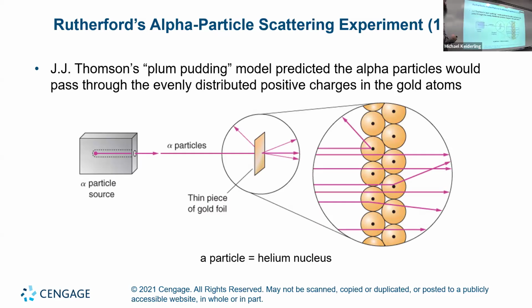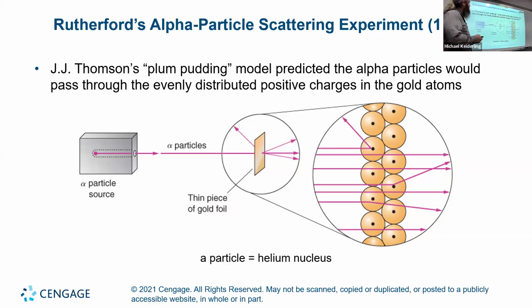So J.J. Thomson's original plum pudding model was that electrons were sort of distributed throughout the atom through some sort of continuous positively charged substance. So it predicted that alpha particles would pass through the evenly distributed positive charges of the gold atoms. But some of them bounced off. So the thought was that it was like shooting a bullet at tissue paper and it bouncing.